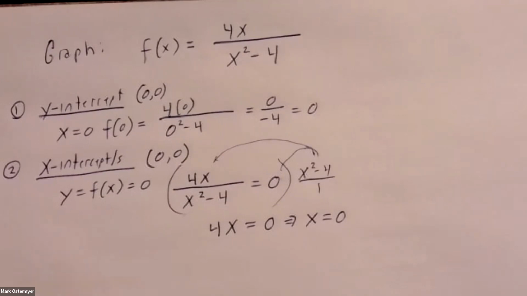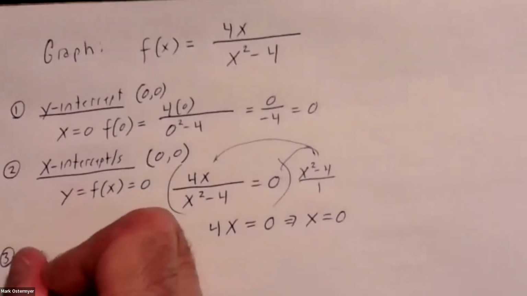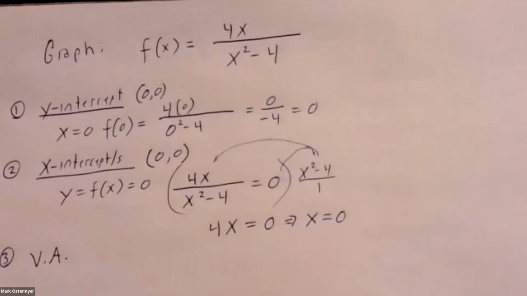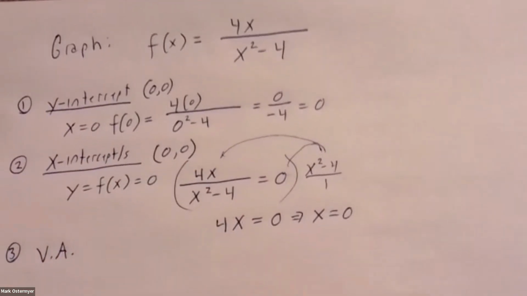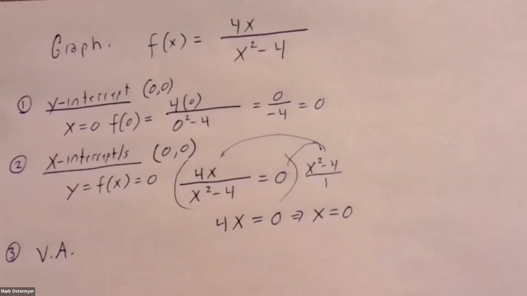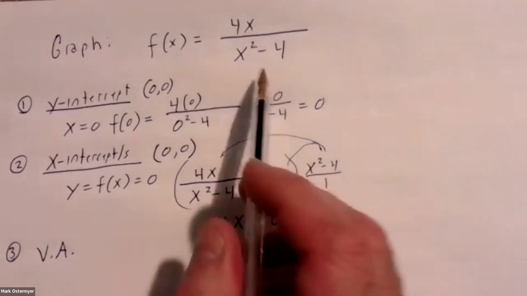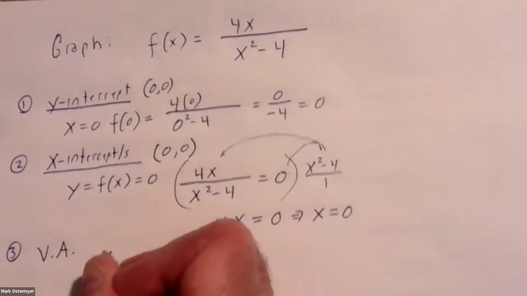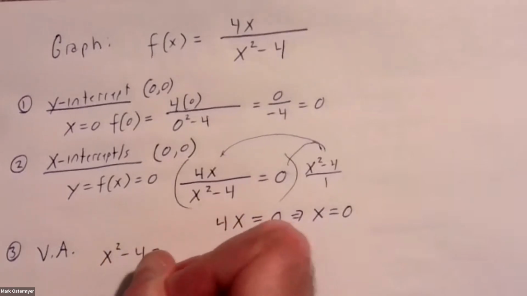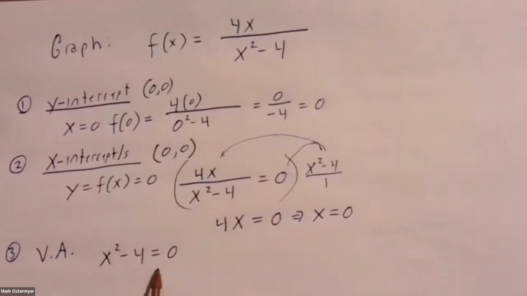All right, now, number 3, vertical asymptotes. Are there any? VA is short for vertical asymptotes. To find them, we are concerned when our denominator becomes 0. So what I'm going to do is take this x squared minus 4, set it equal to 0, and now we're going to solve for x to determine where our vertical asymptotes hang out, where our function is undefined.